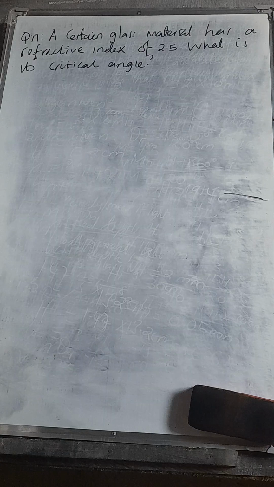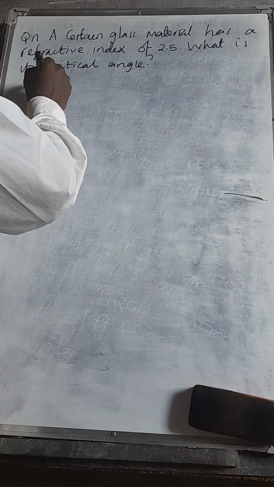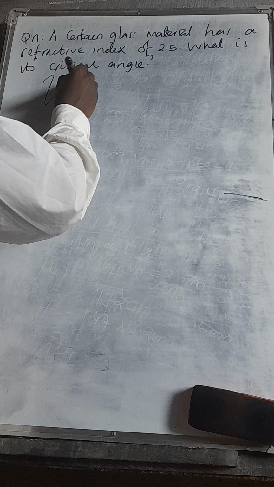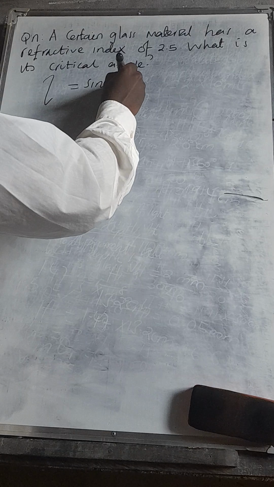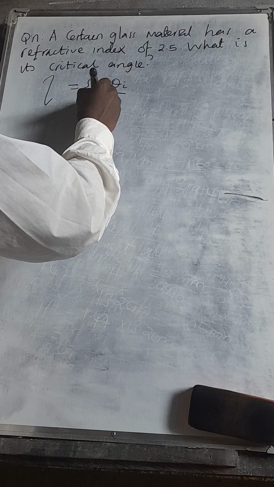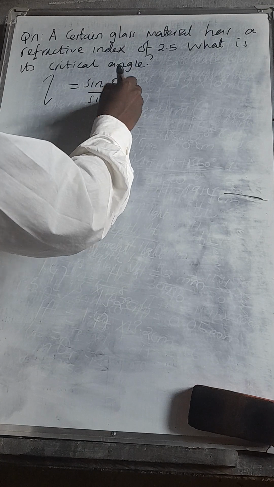Leo tunakwenda kujifunza namna ya kutafuta critical angle. Kwa hiyo critical angle ni angle ya incidence, wakati angle of refraction ni sawasawa na 90. So we will recall, tunakumbuka mara ya mwisho from the first formula, refractive index is equal to sine of angle of incidence over sine of the angle of refraction.